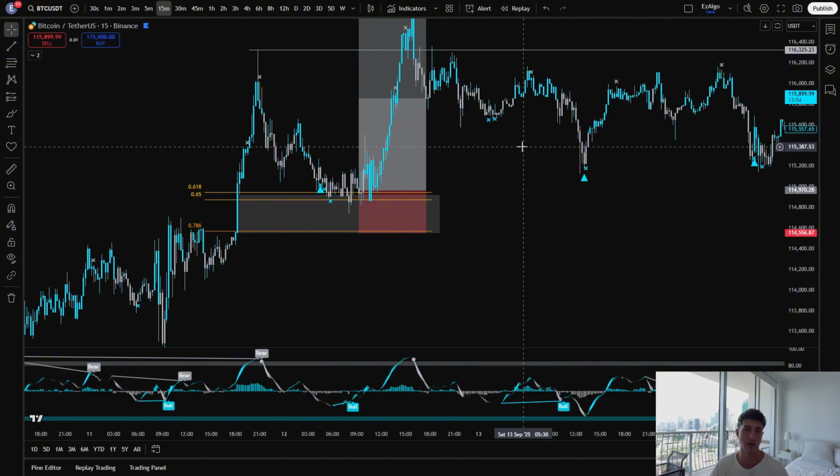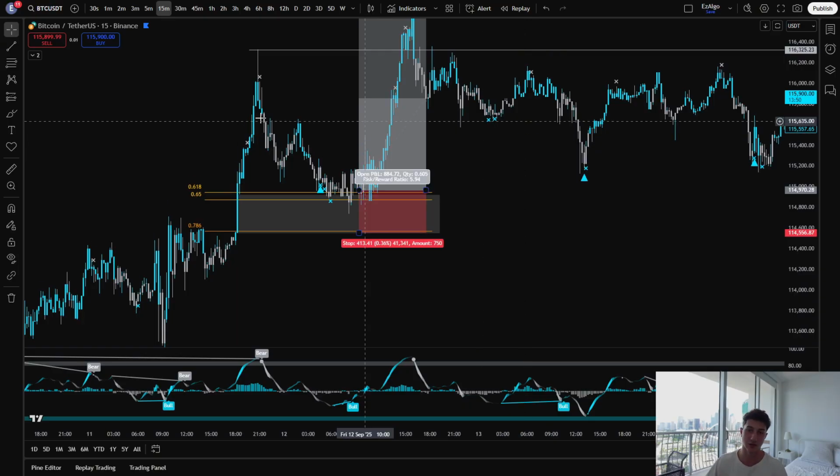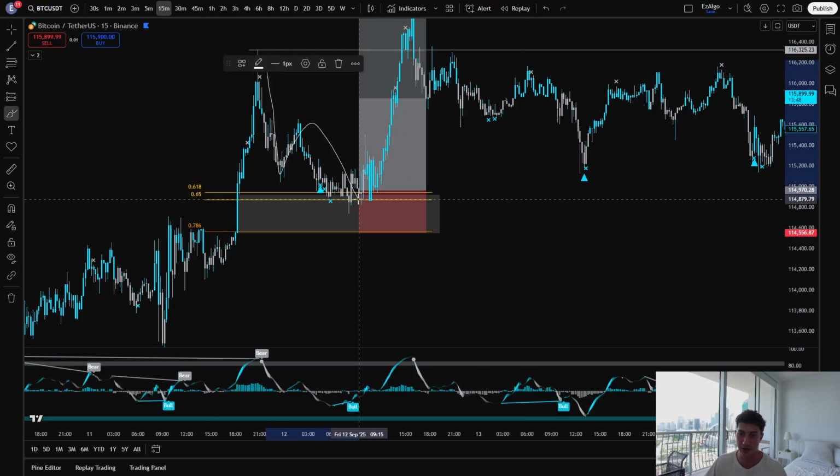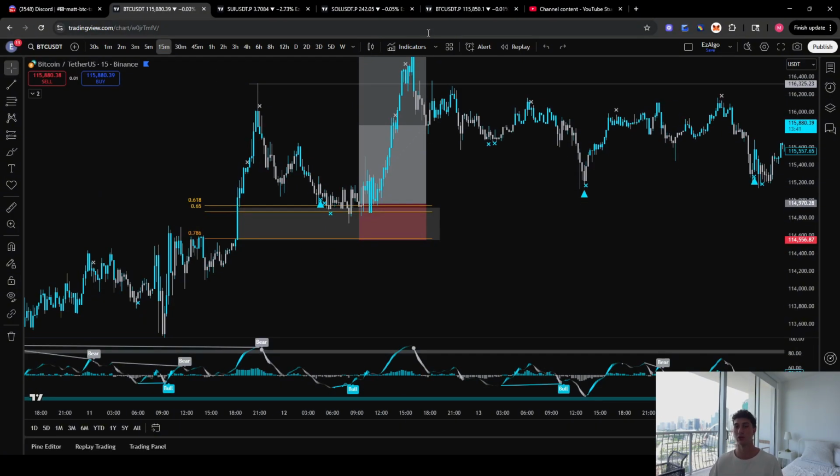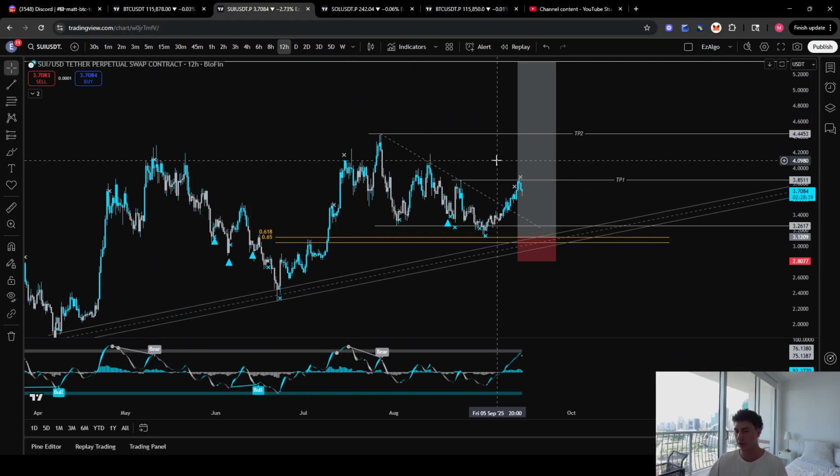Guys, this one works out like 80% of the time. As long as you're using high time frame trend, high time frame bias, and looking for that corrective pullback down into your level, waiting for those divergences, that is a valid trade there on Bitcoin. So great trade there. Let's jump into the SUI long position.